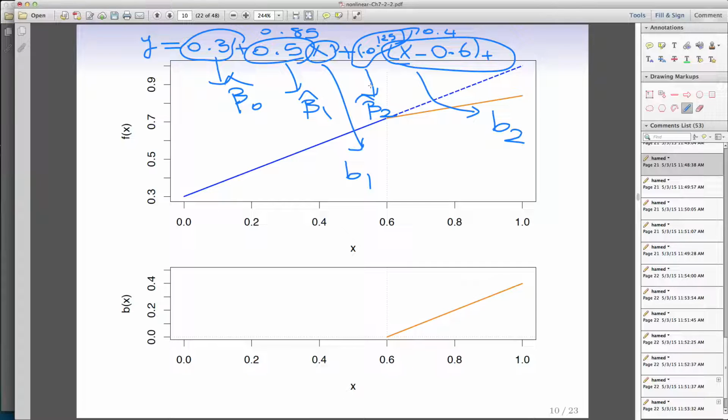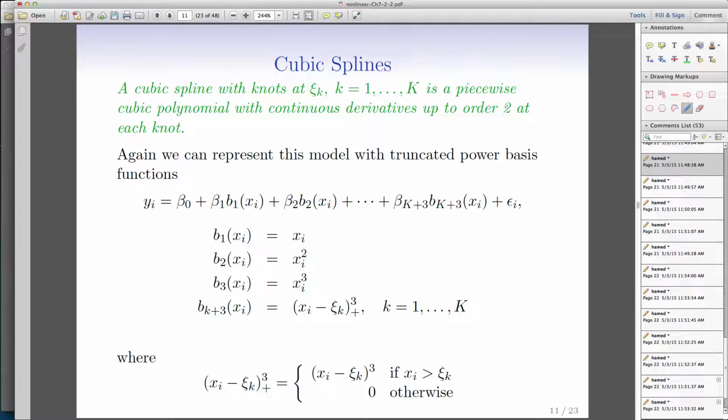And the more knots you add from here on, the more coefficients you need to estimate. But as you can see in linear models, what we can prove is this continuity. Why? Because right before 0.6, this function becomes 0. Right after it is also 0. So that's why it's continuous. But after that, the slope has changed.